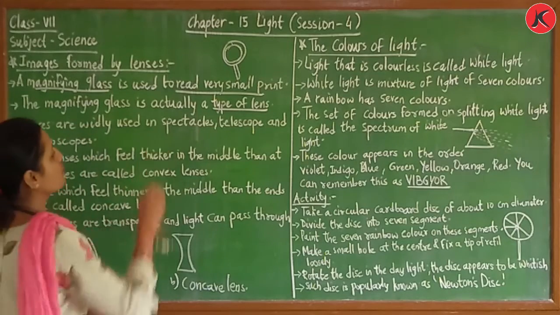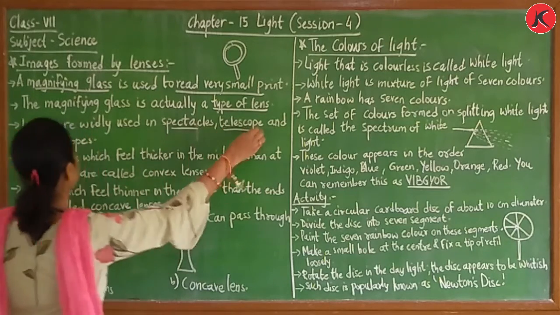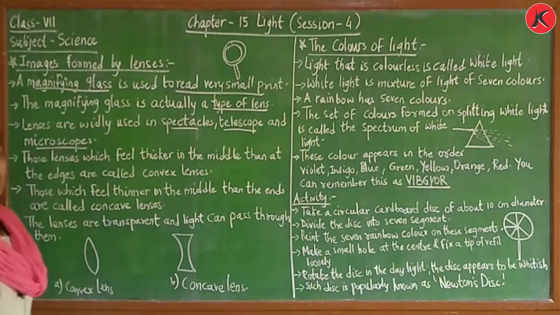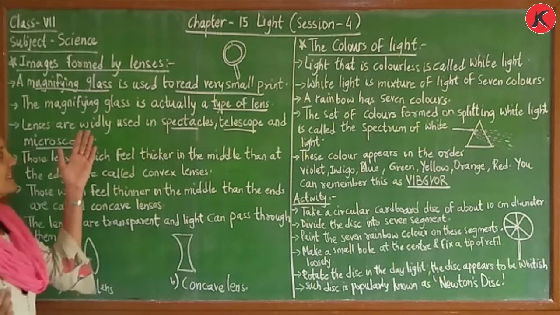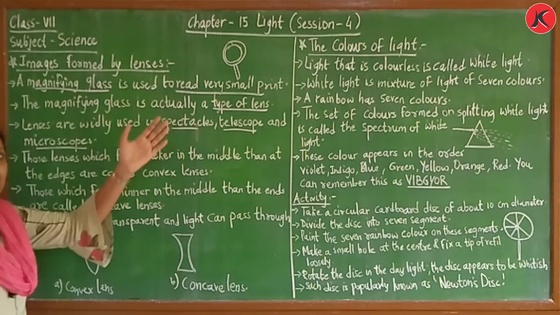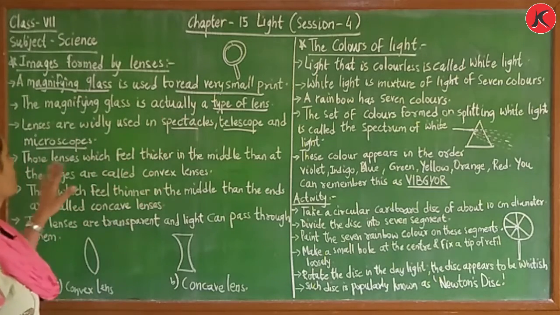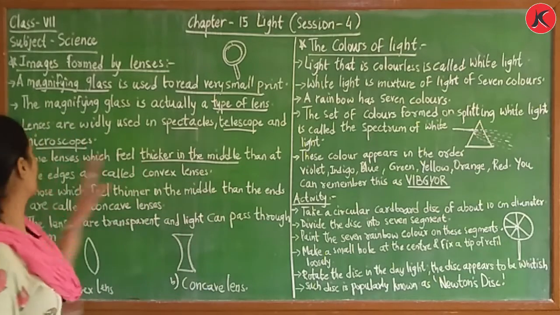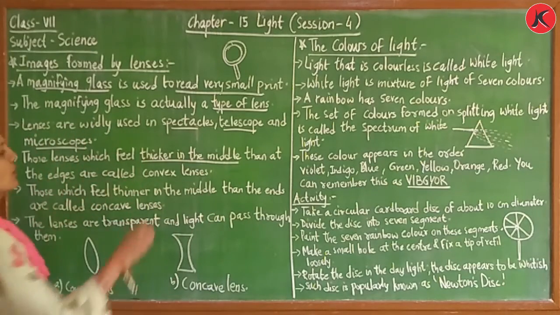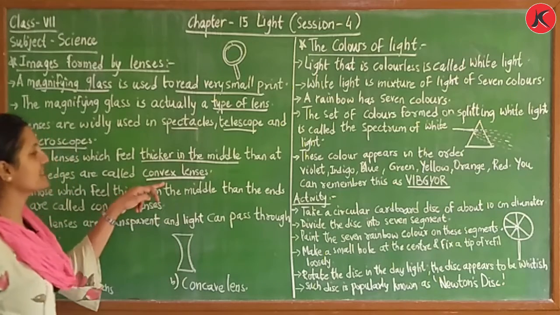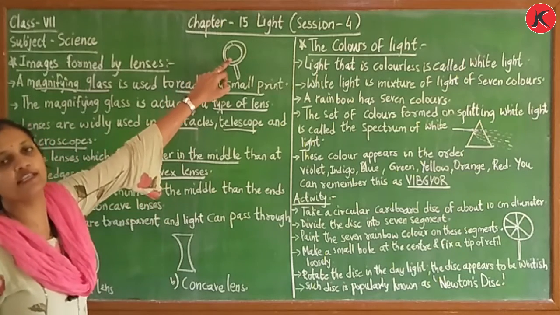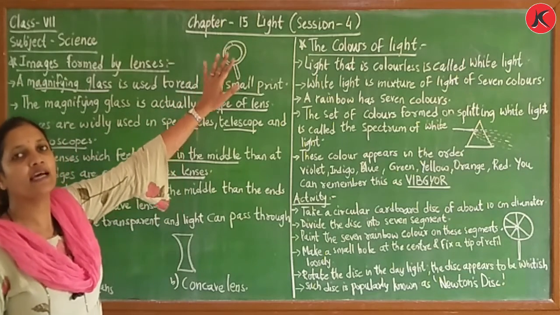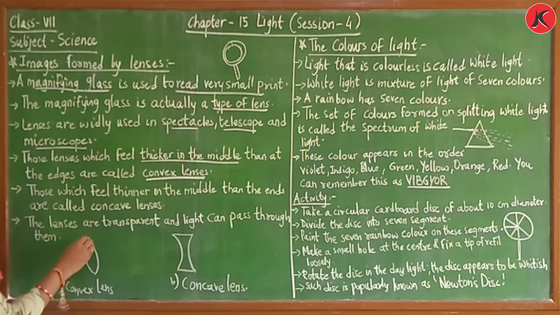Lenses are widely used in spectacles, telescopes and microscopes, and in cameras also. So these are the places where you can find that transparent lens. Those lenses which feel thicker in the middle than at the edges are called convex lens. So this convex lens is fitted into the magnifying glass. Now we are going to learn about it.